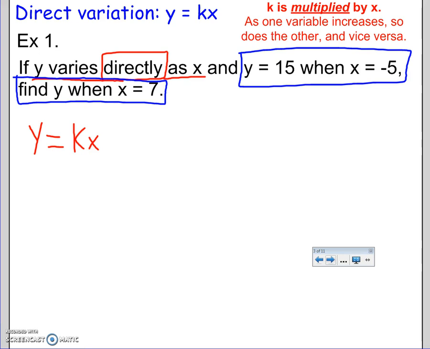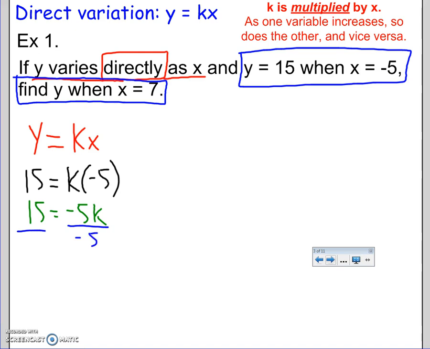Plug in x and y and solve. So y is 15. K, we don't know. We're going to solve for that. X is -5. Well, now it's just algebra. So 15 equals -5k. I'm going to divide both sides by -5. I get k equals -3.